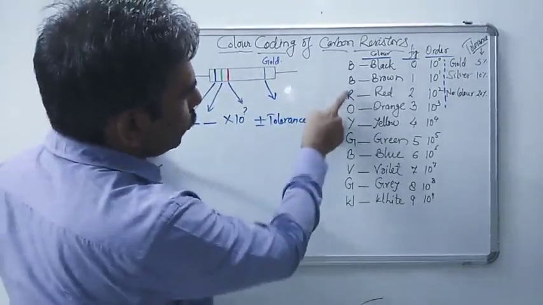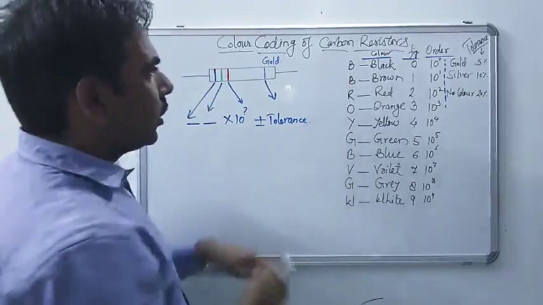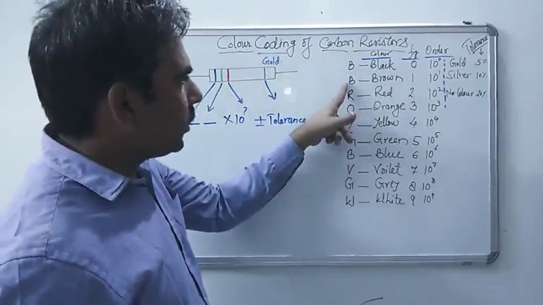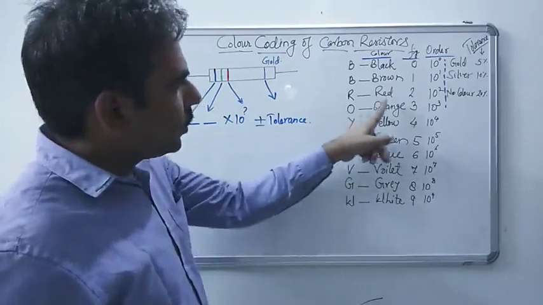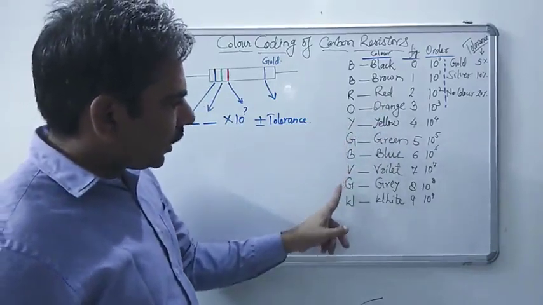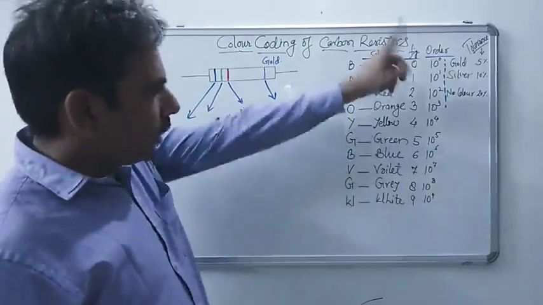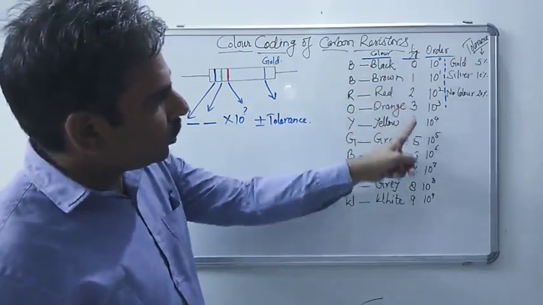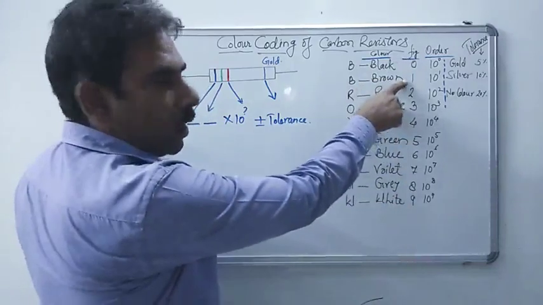So 1, 2, 3, 4, 5, 6, 7, 8, 9, 10. There are 10 colors. The first color is black, second brown, third red, then orange, yellow, green, blue, violet, gray, and the last one is white. The digits associated with these colors are 0, 1, 2, 3, 4, 5, 6, 7, 8, 9. If it is a brown color, it will be 1.